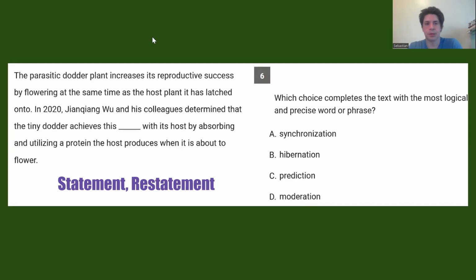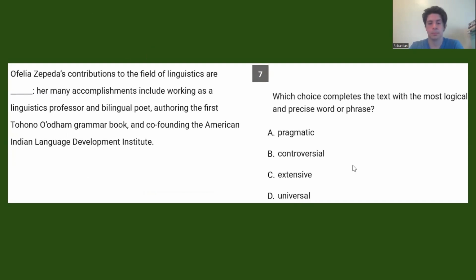Okay, so now I'll try the next one. Let's see. All right, so number 7. Ophelia Zepida's contributions to the field of linguistics are blank. Her many accomplishments include working as a linguistics professor and bilingual poet, authoring the first Tohono O'odham grammar book, and co-founding the American Indian Language Development Institute. So which choice completes the text with the most logical and precise word or phrase?